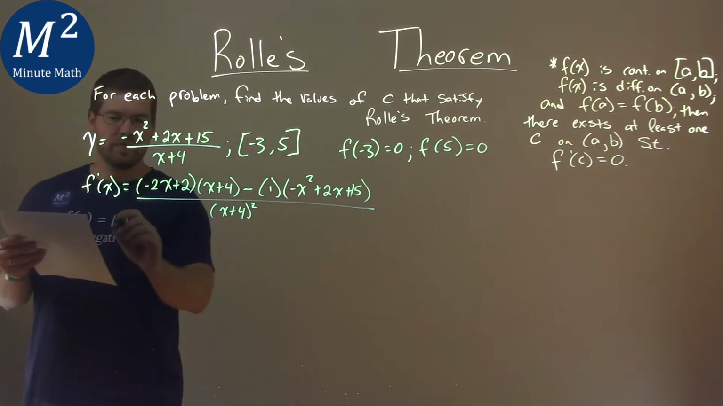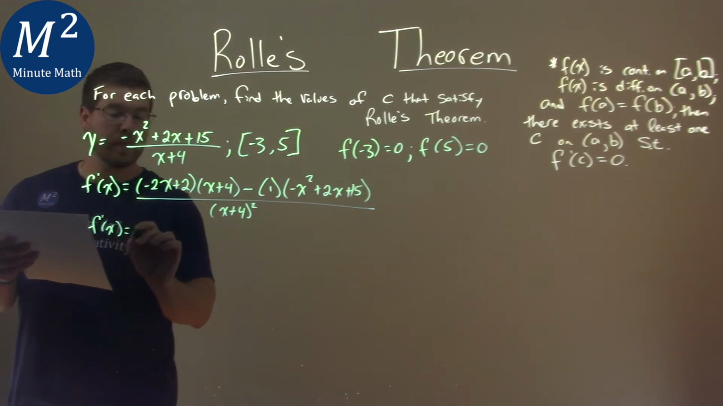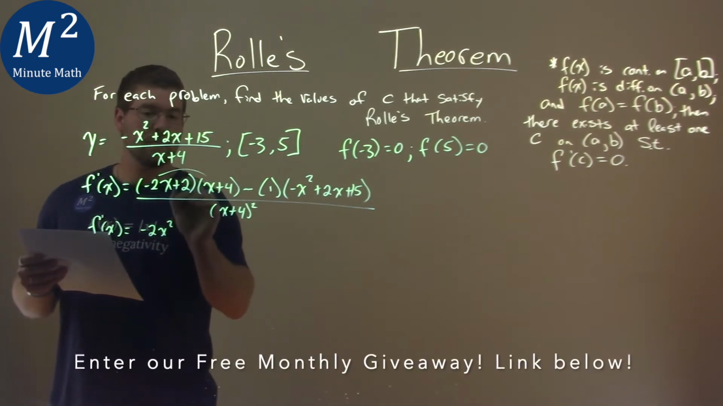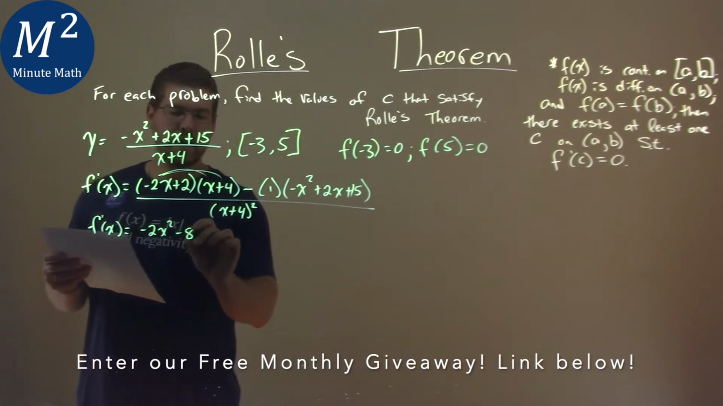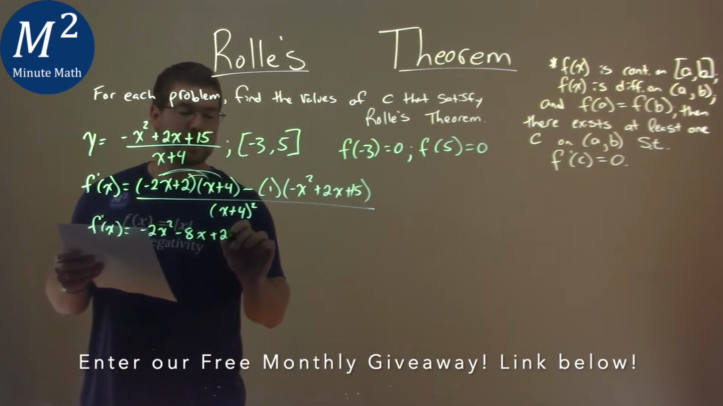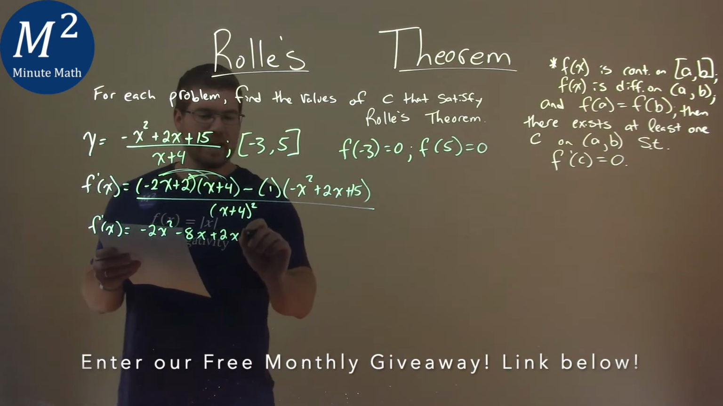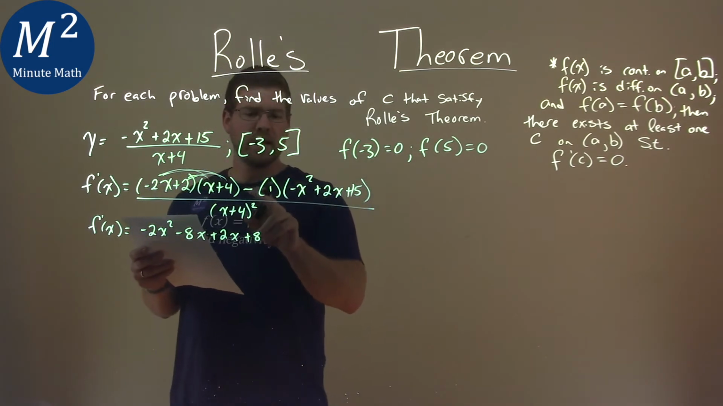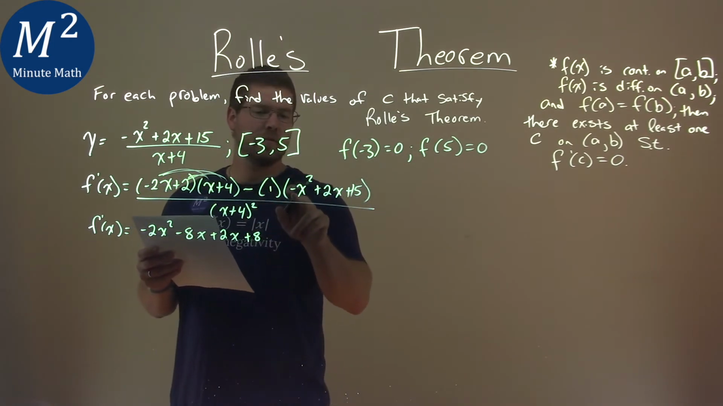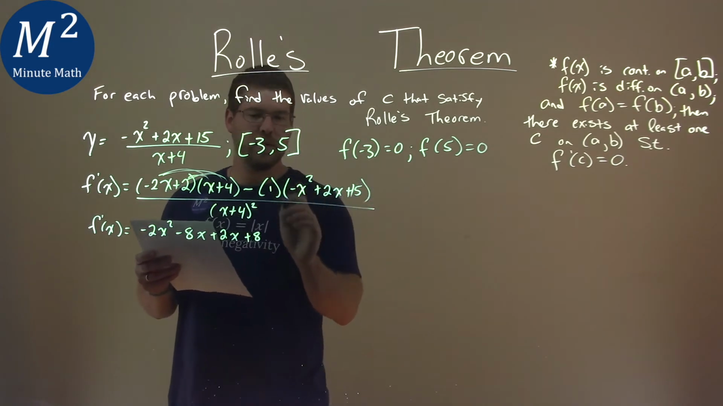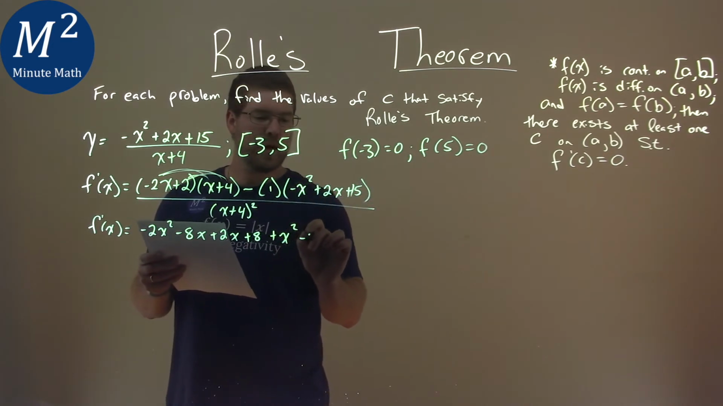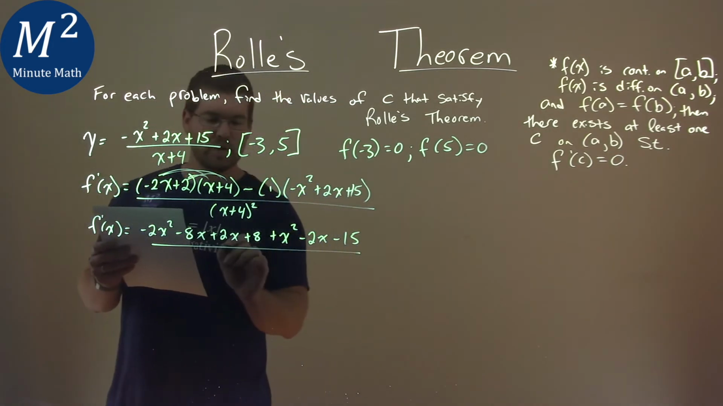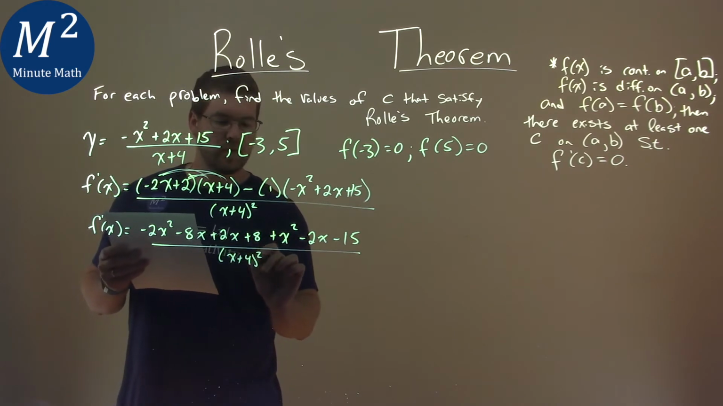So from here, we need to simplify this out a little bit. f prime of x is equal to, let's multiply it out, negative 2x times x is negative 2x squared. Negative 2x times 4 is negative 8x, 2 times x is 2x, and 2 times 4 is 8. So far, so good, right? The negative times 1 doesn't really matter here, so we basically change the signs going across, distributing throughout. We have positive x squared, minus 2x, and minus 15. Denominator stays the same, x plus 4, all squared.